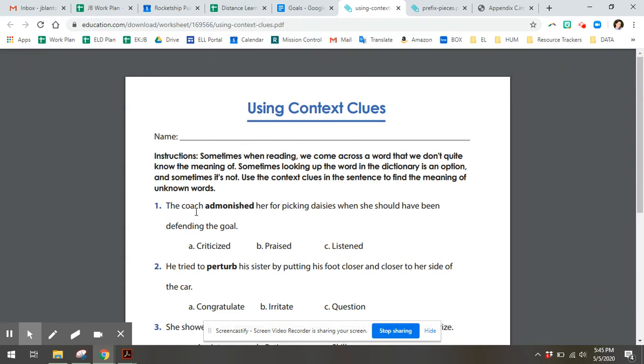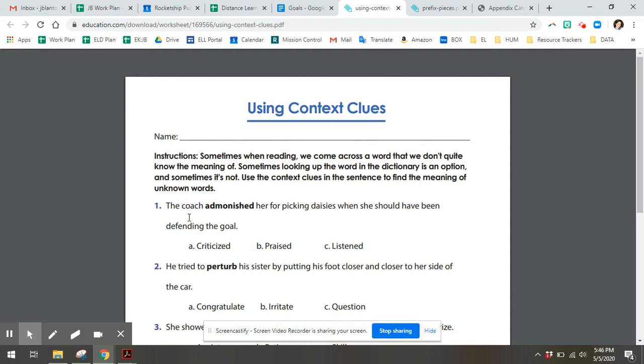So if I looked at this sentence, "The coach admonished her for picking daisies when she should have been defending the goal," and I didn't know the word admonished, I could use the clues of the coach was doing something to her for picking daisies when she should have been defending the goal. And in my head, I could know already that if you're not defending the goal, then the other team might score. And that's a negative thing to happen.